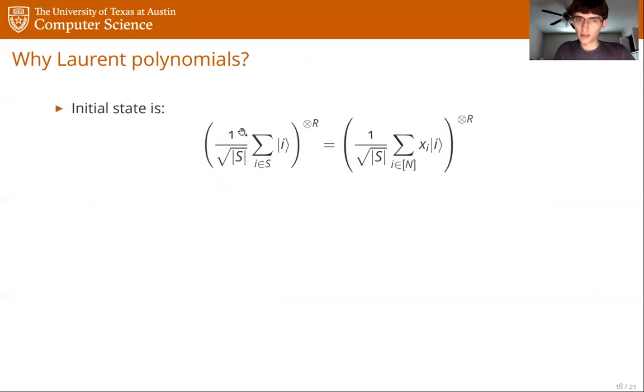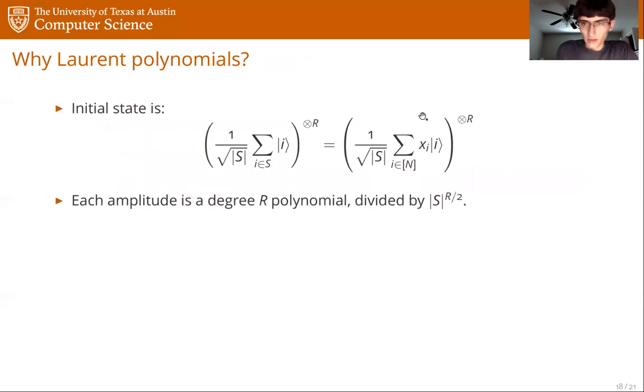So I'm going to write this QSampling state that we start with in terms of the characteristic string x. Recall that this xi is 1 if i is in the set, and it's 0 if i is not in the set. Because we have r copies of this state, every amplitude is basically going to be a product of r of these different xi's. So in other words, it's going to be a degree r polynomial in this input x, divided by this factor on the outside, 1 over root s to the power of r, or another way of saying it is, the size of s to the power of r over 2.